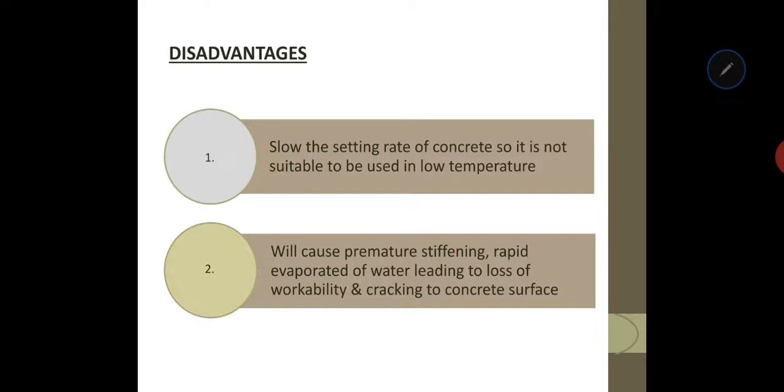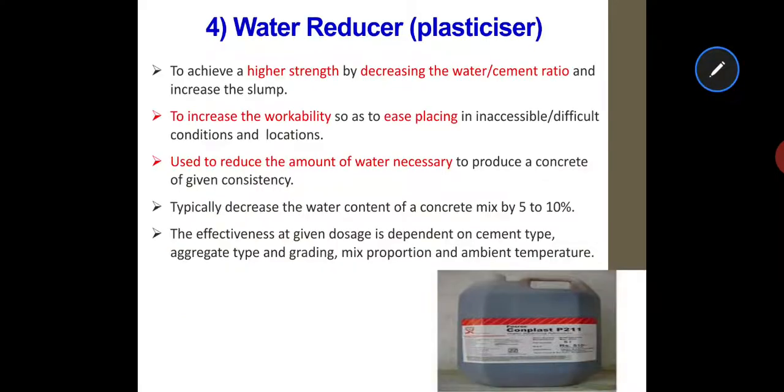Okay, next we have the admixture we call water reducer or plasticizer. This is needed to achieve higher strength by decreasing the water-cement ratio and to increase the slump. To increase the workability so as to ease placing in difficult conditions and locations, and this is used to reduce the amount of water necessary to produce a concrete of given consistency.